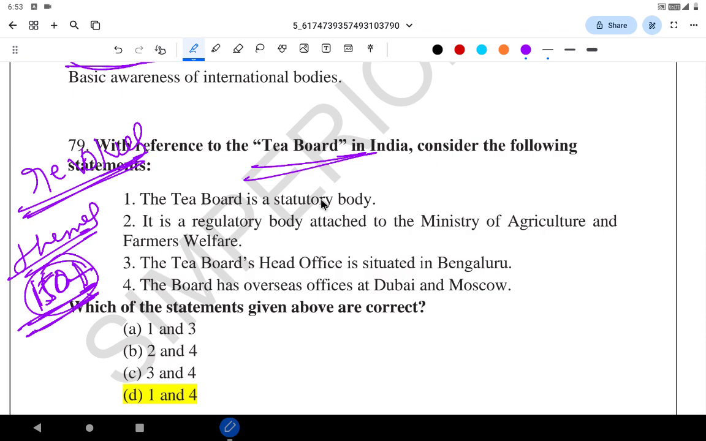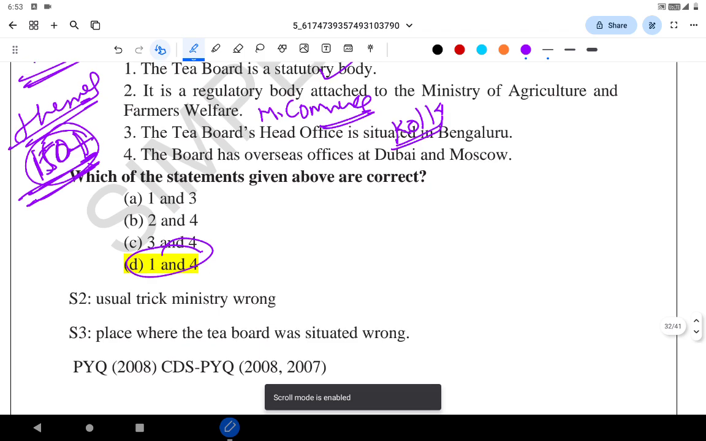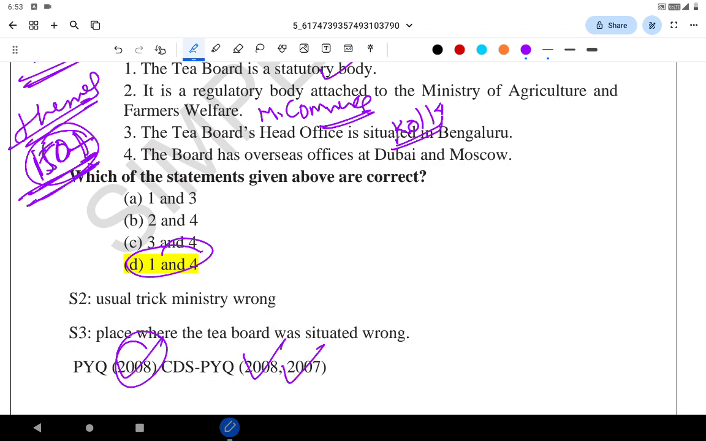The Tea Board of India is a statutory body, correct. It's attached to the Ministry of Agriculture? No, the Ministry of Commerce. Again, the parent ministry is wrong. Tea Board head office is in Bangalore? No, wrong. It is in Kolkata. The board has overseas offices in Dubai and Moscow, correct. So 1 and 4 are correct. The question related to tea was asked in CDS 2008, 2007, and UPSC 2008, like three times previously.